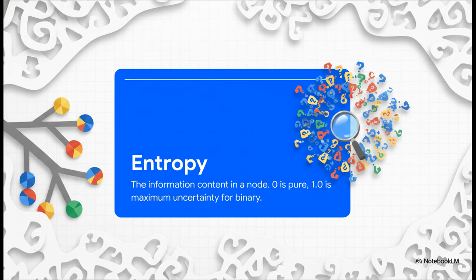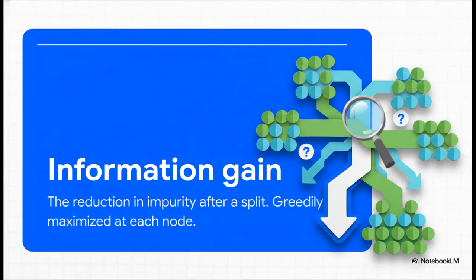Honestly, in most real-world cases, Gini and entropy are going to give you nearly identical results. And that leads us to the core mechanic driving all of this: information gain. This is just the reduction in impurity, again, whether you're using entropy or Gini, right after a split happens. So the big takeaway here is that at every single step, the tree is greedily hunting for the specific feature and threshold that will maximize this information gain.